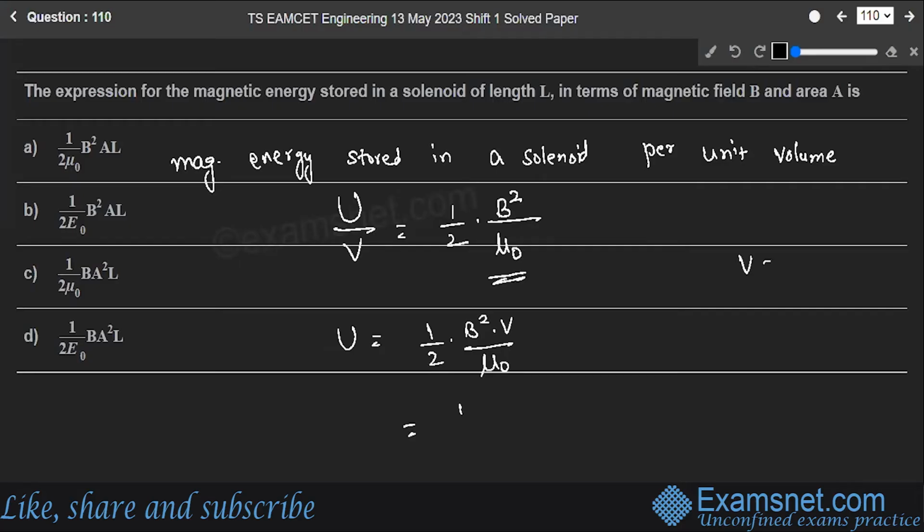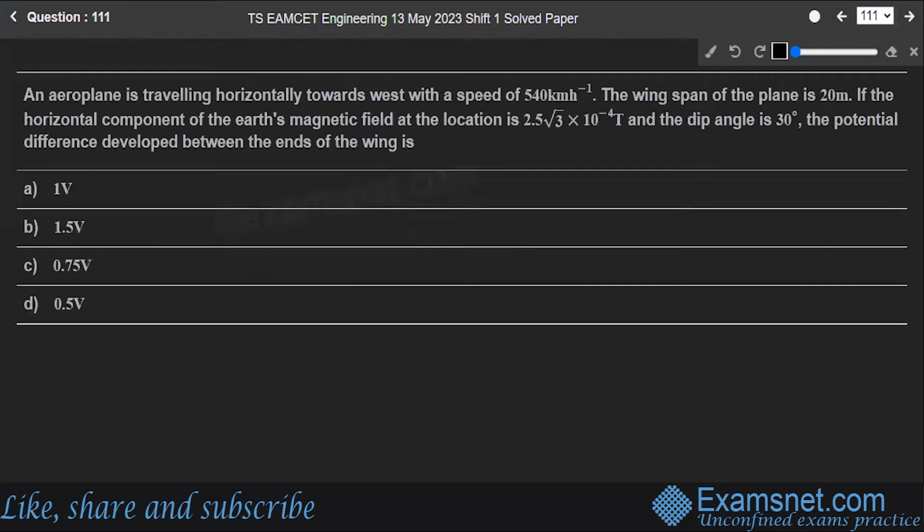You know that volume is equal to area into length. So I'll fill in half into B square into A L upon mu naught. This is the answer to the question, and the first option is the right answer. Hope you got that. Next is question number 111.